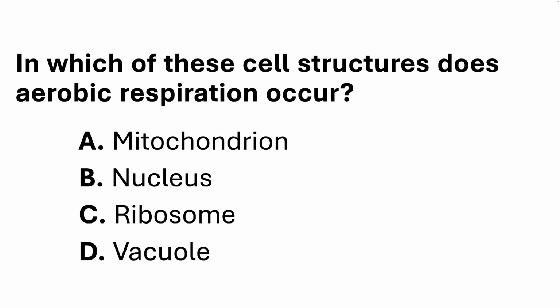Have a go at this first question. In which of these cell structures does aerobic respiration occur? A, mitochondrion, B, the nucleus, C, a ribosome, or D, the vacuole? Now, the correct answer here is A, the mitochondrion, as mitochondria are the sites of aerobic respiration in a cell.